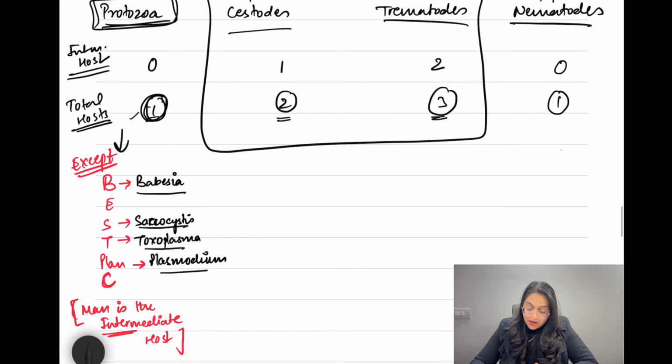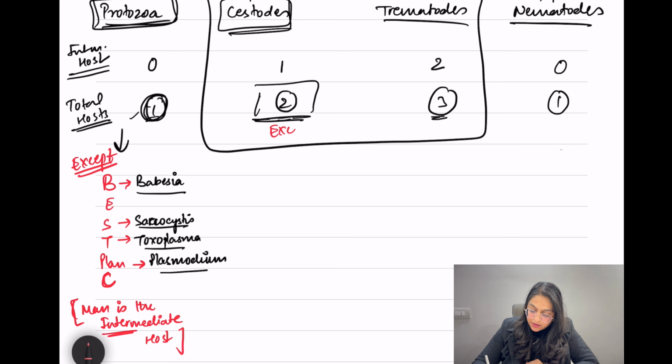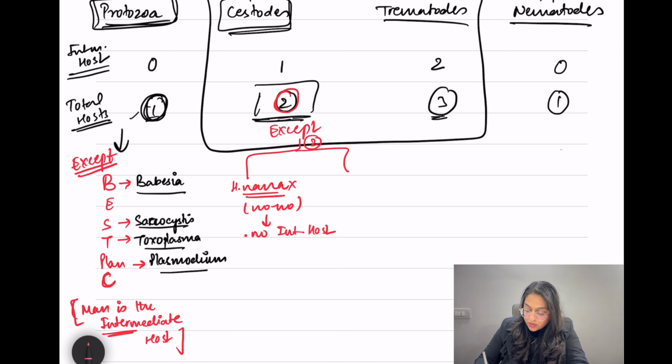Now, cestodes. Cestodes have 2 hosts in total, except, again, you see the number 2? What are the exceptions? There are 2 exceptions. Easy to remember the name. One says no, no. No, no in Hindi is Nana. No, no, Nana. I don't need an intermediate host. So there is no intermediate host. So the total hosts are 1 host. Only 1 host is there for H. Nana.